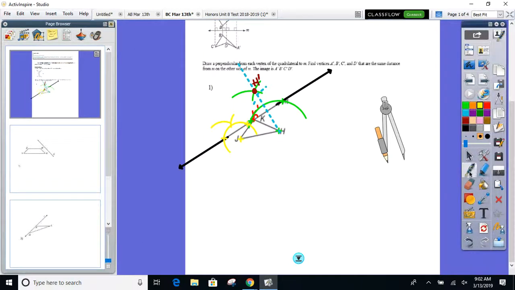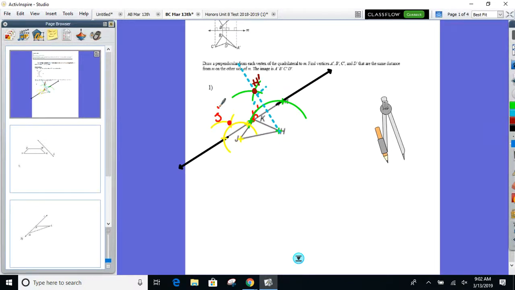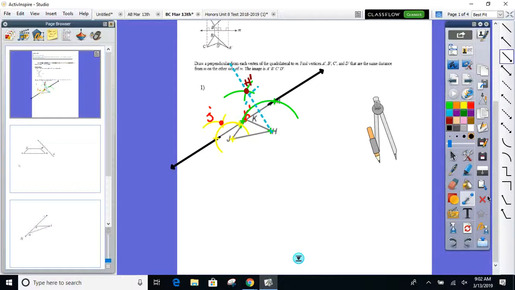Go to both points of intersection. J prime. And then when you're done, take your straight edge. Connect your 3 vertices.